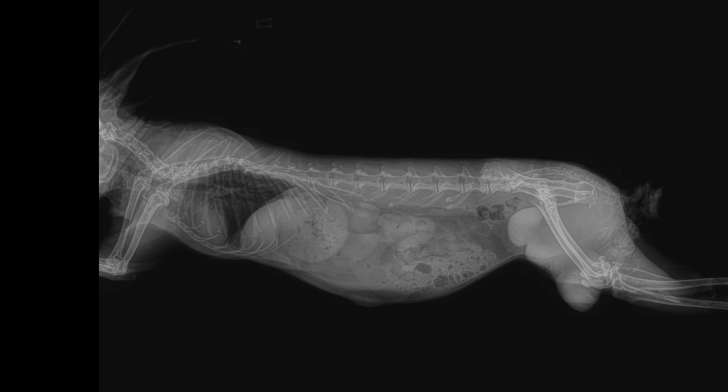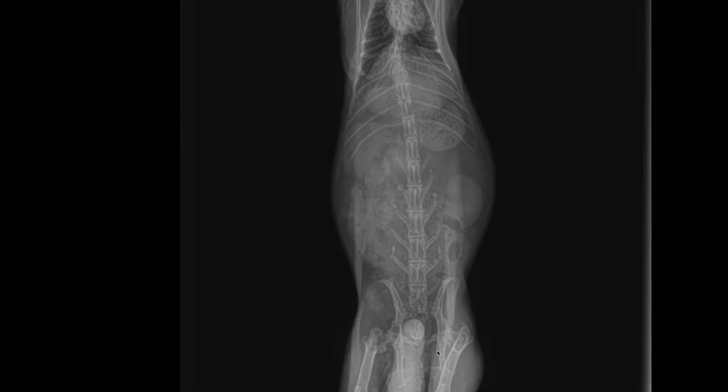Today's example is an 8-year-old domestic male entire rabbit with reluctance to move, dragging of the pelvic limbs, and inappetence. We have two views of the chest and abdomen, a right lateral view and a ventrodorsal view.